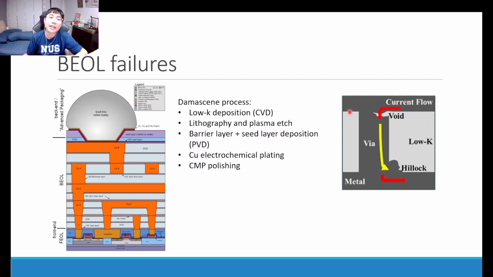The kind of failures that can occur in the back end of line is the formation of voids in the interconnect. Over here, we see the formation of the void is not that severe, so it probably just results in an increased resistance. But if the void is large enough, it can even cause a complete open in the circuit.